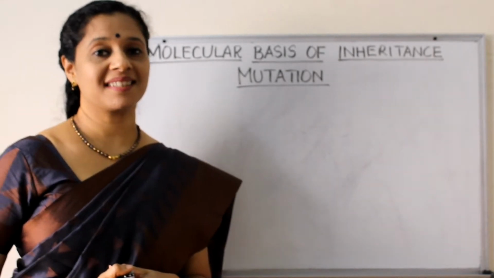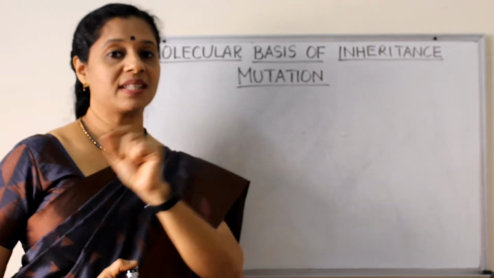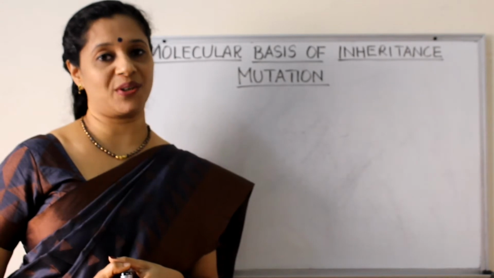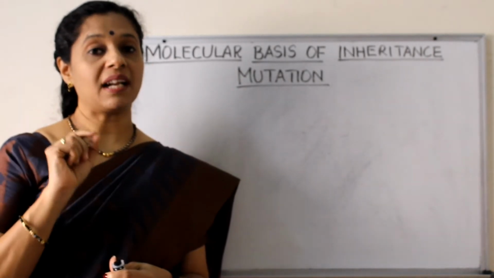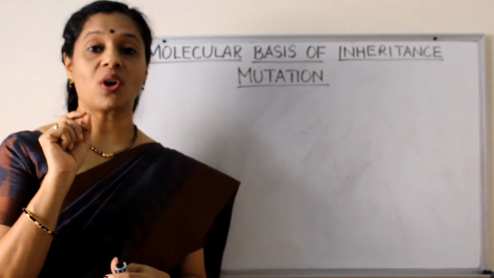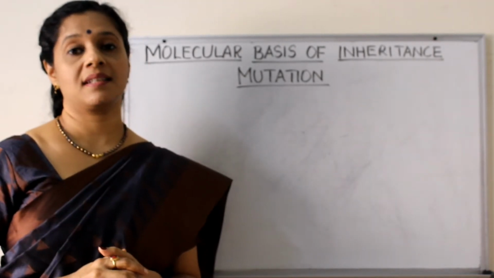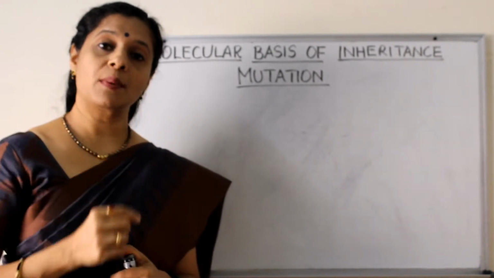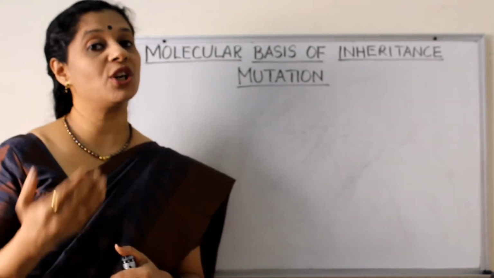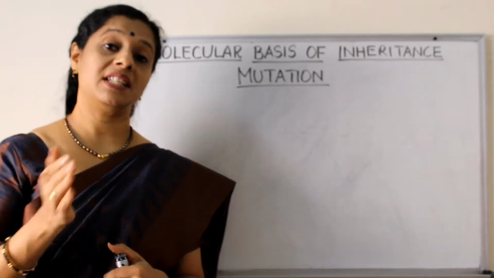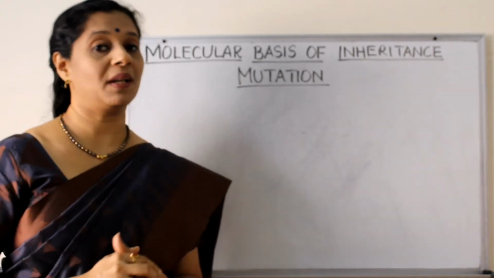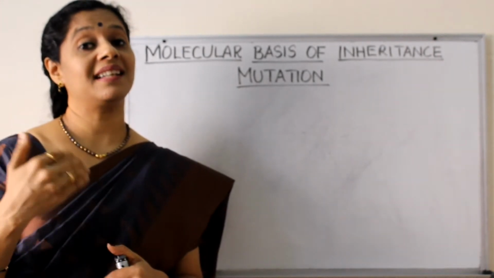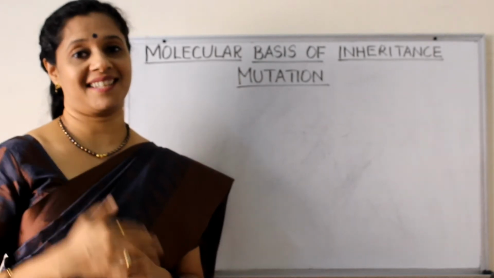What are mutations? DNA has a long sequence of nucleotides, so there can be some variations happening to those nucleotides. If there occur variations or alterations in the DNA sequence, then it is called a mutation. If the DNA sequence changes, it will change the genotype of the organism. If the genotype changes, the phenotype also will change. So we can say that mutation can lead to variation.